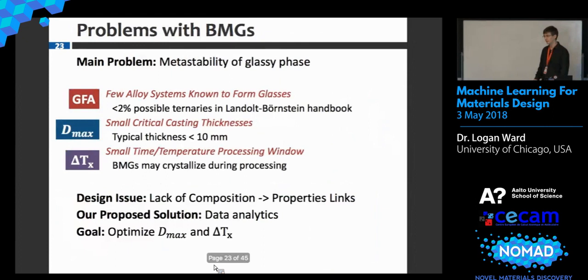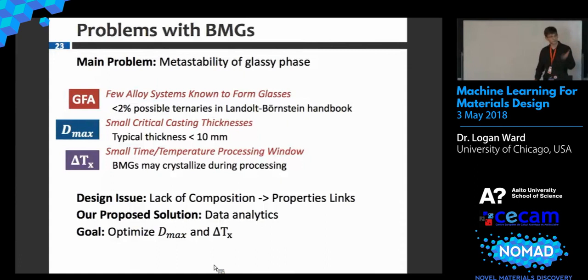Now, of course, the amorphous structure of these materials also causes some negative effects. The first of which is that very few systems are known to form metallic glasses. Of all possible ternaries of metallic elements, only 2% are known to form metallic glasses. Additionally, the term bulk is somewhat of a misnomer. A bulk casting for an amorphous metal is typically only a millimeter thick. So you can only achieve very thin-walled parts with metallic glasses and maintain their amorphous properties. Additionally, processing these materials can be difficult. If you heat them up, they may revert to their equilibrium crystal structures, again, destroying their useful properties.